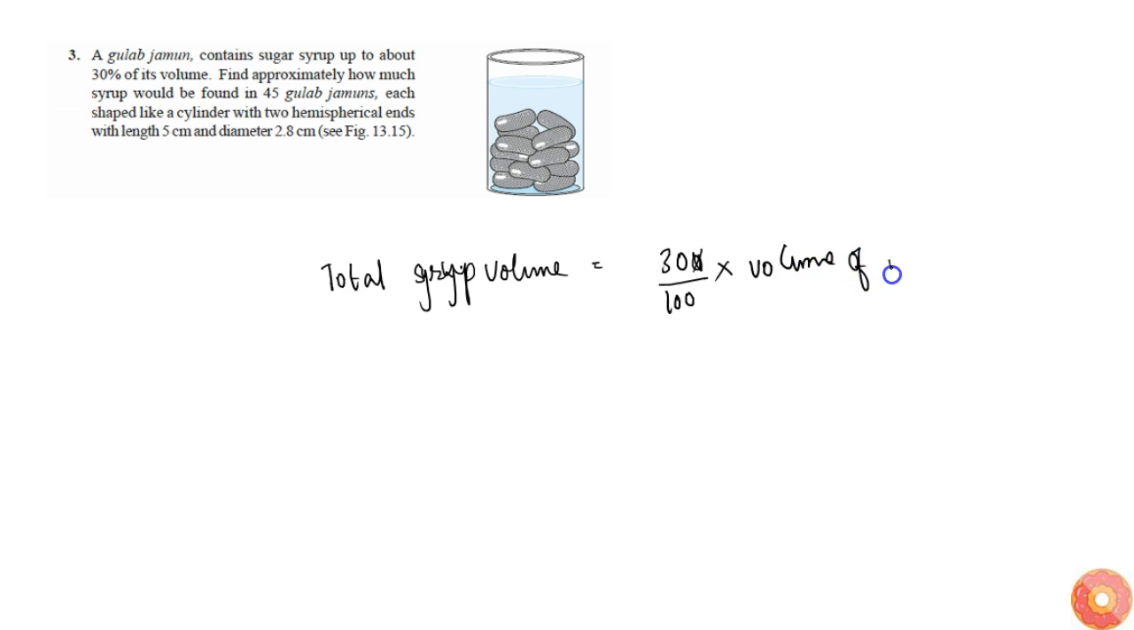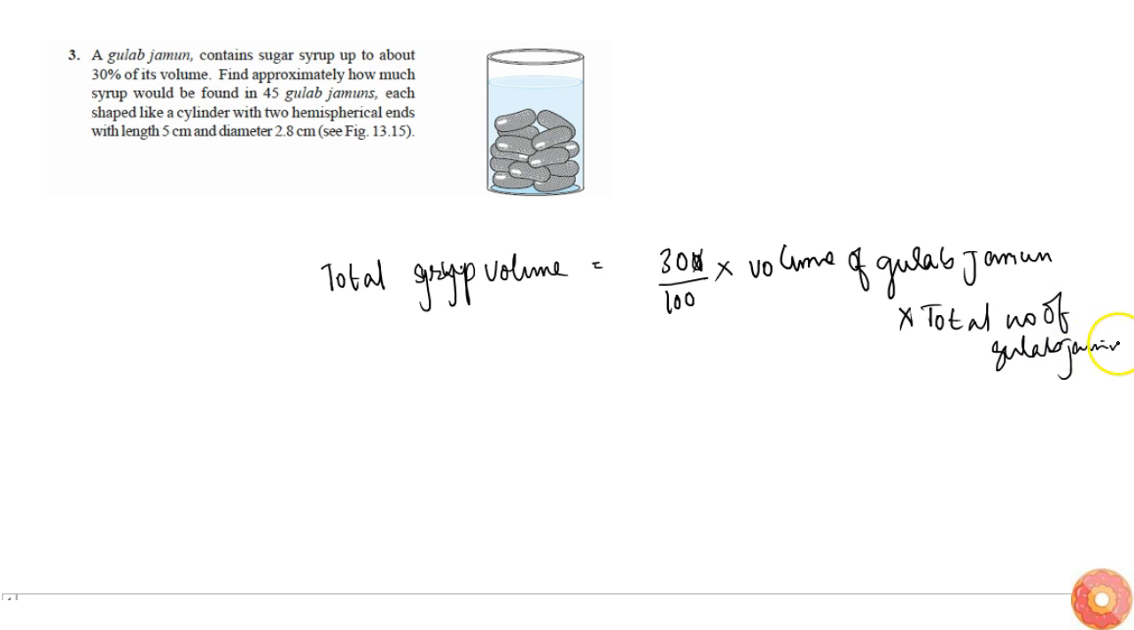a gulab jamun into total number of gulab jamuns. Why did I write it? Because each gulab jamun is said to be having 30% of syrup. So if we have some n numbers, then n into 30 by 100 into that volume of gulab jamun.